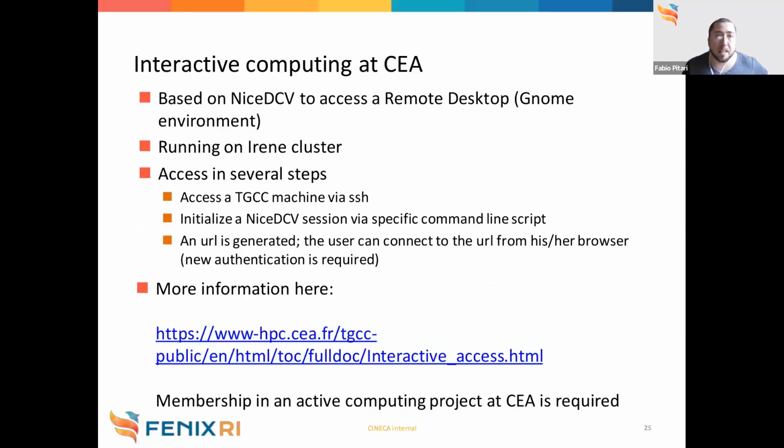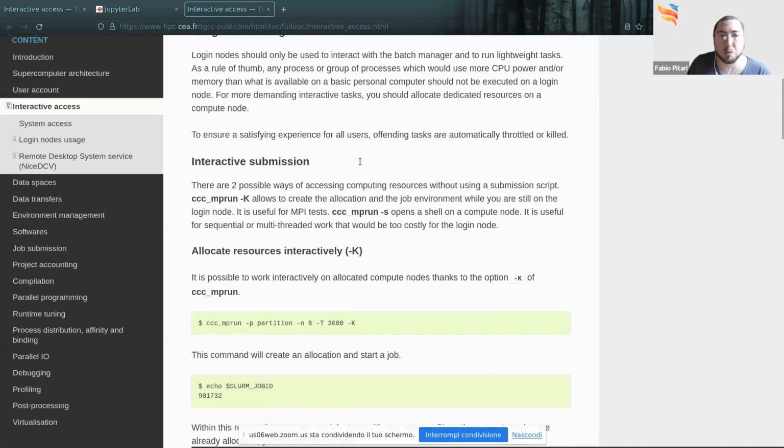Whereas the last implementation that I showed you has something in common with the one at BSC: the one at CEA. I'm talking about the one at CEA because you start from the command line also in this case. But in this case, you are not starting JupyterHub, but there is a service which is based on NiceDCV. NiceDCV is basically a remote desktop implementation. So you have a tool which is called NiceDCV, and you have a command line approach that you need to start with.